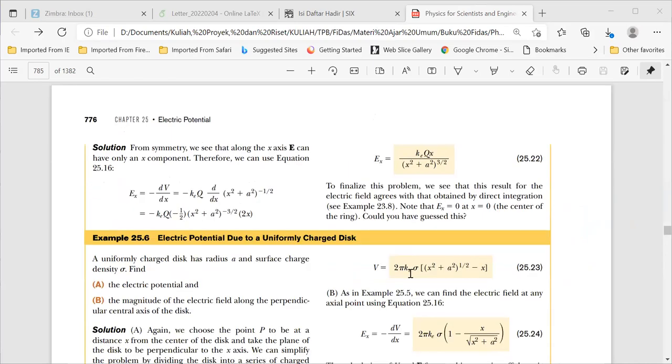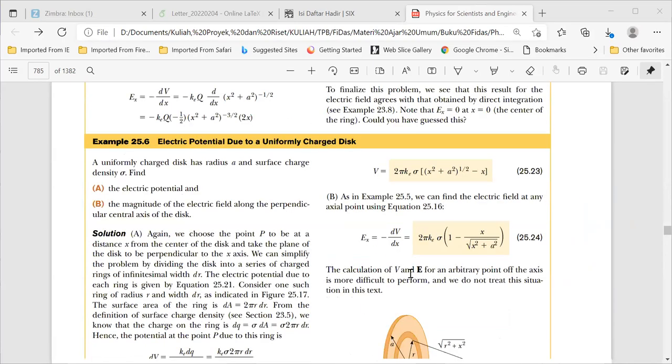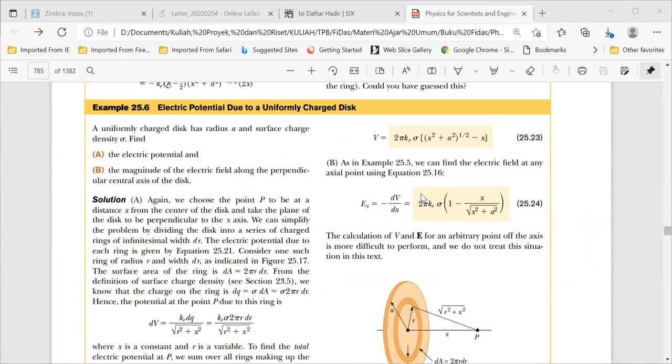Begitu juga untuk yang disk, itu juga sama. Ketika x-nya sangat-sangat besar, jauh lebih besar daripada a, V di sini akan menuju 0, karena ini x kurang x jadi 0. Jadi rumus yang kita gunakan betul kurang lebih. Oke, sampai sini dulu untuk yang potensial.